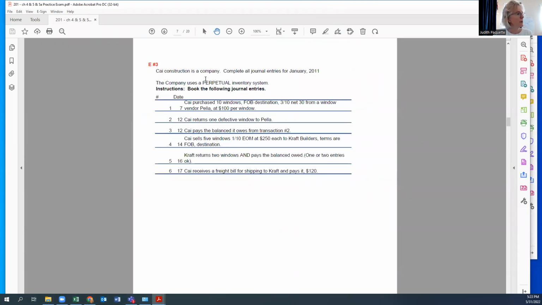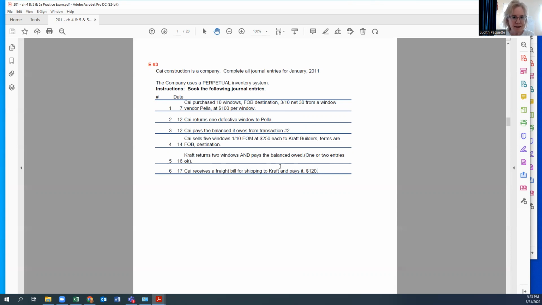Kai Construction is a company and they use perpetual. So when you approach these problems, your first question is perpetual or periodic. Okay, you just have to know that. And you can see in this problem, we have purchase transactions, we have purchase returns, we have a payment, and then we have the same company selling. So we're looking at both sides here, okay? And they sold them to Kraft, and Kraft returned some. So they've got a sales return. And then Kai receives a freight bill for shipping to Kraft and pays it, okay?